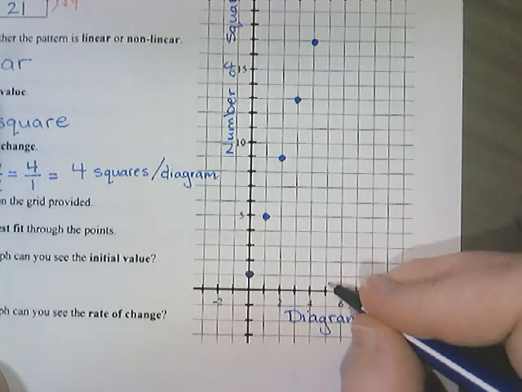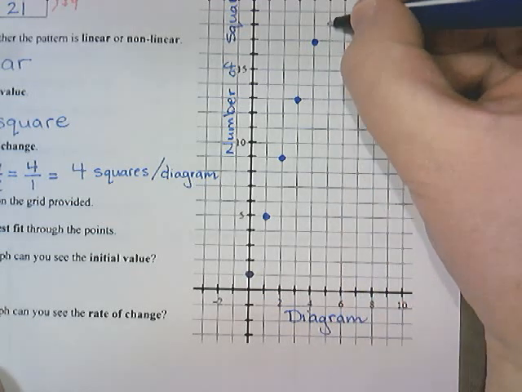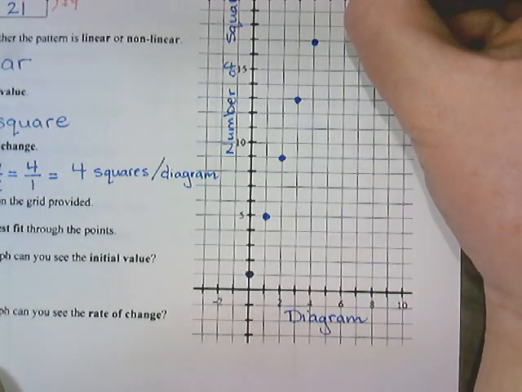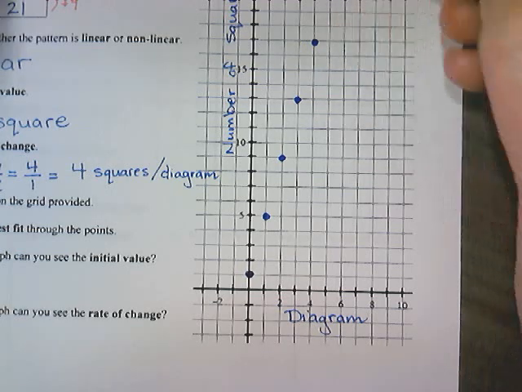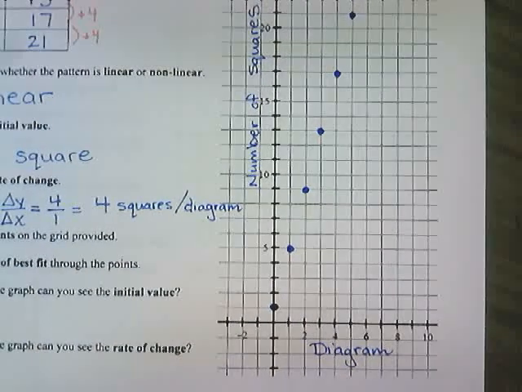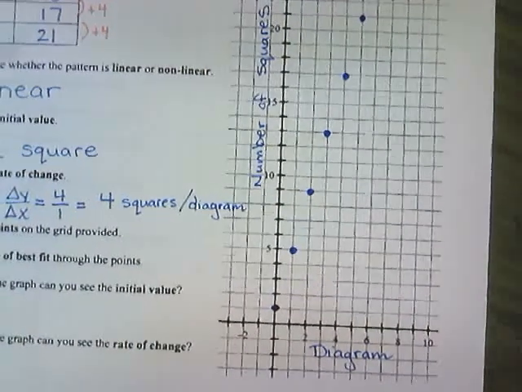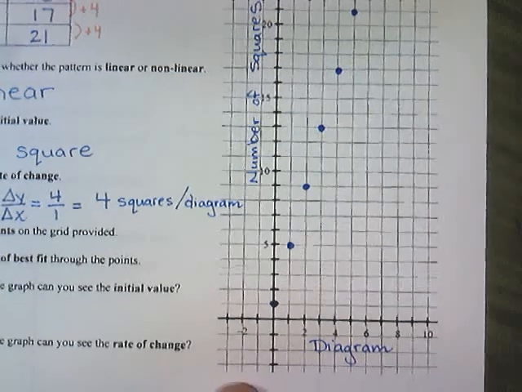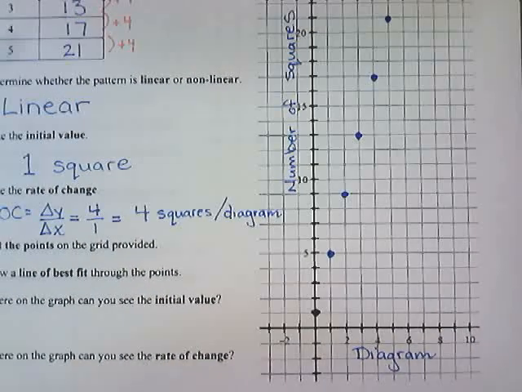And then 5, and 21 is right above 20. Okay, so taking a look at that, I see that the points do make a fairly nice straight line, which makes sense because it is supposed to be linear.